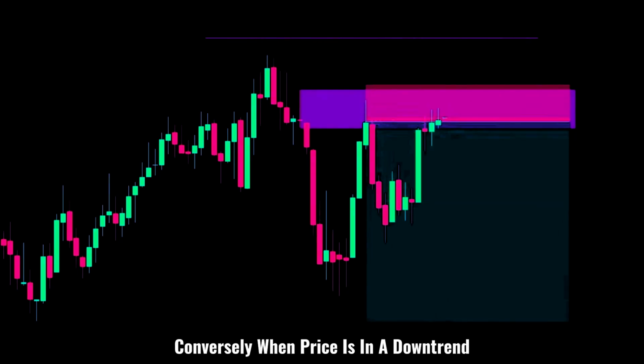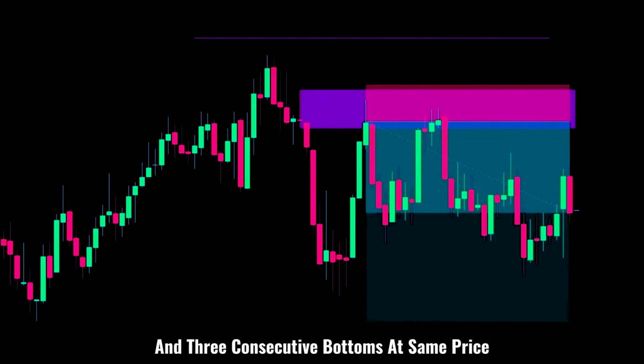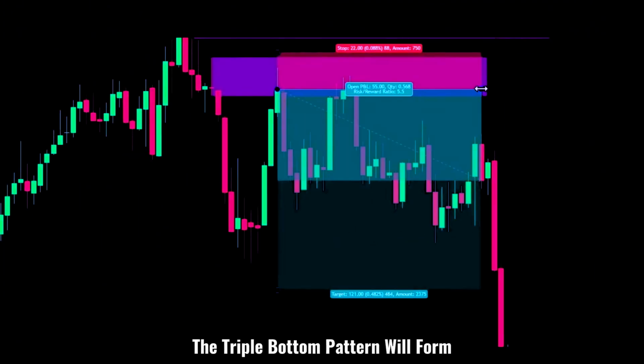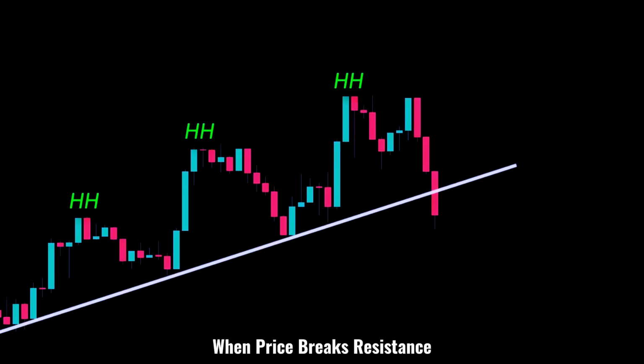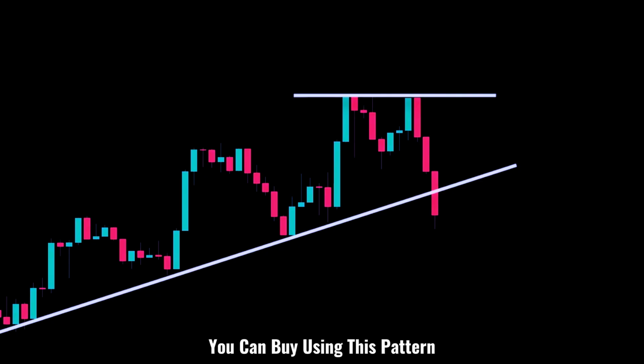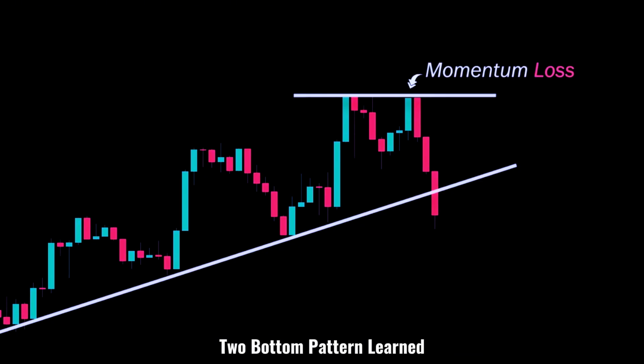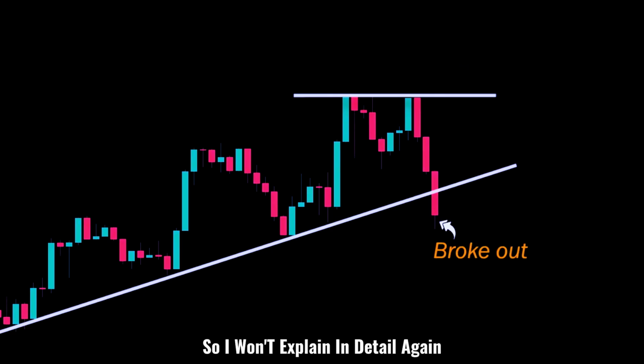Conversely, when price is in a downtrend and there are 3 consecutive bottoms at the same price, the triple bottom pattern will form. Swing highs form the neckline. When price breaks resistance, you can buy. Using this pattern is similar to the 4 variations of the double top and double bottom pattern learned, so I won't explain in detail again.